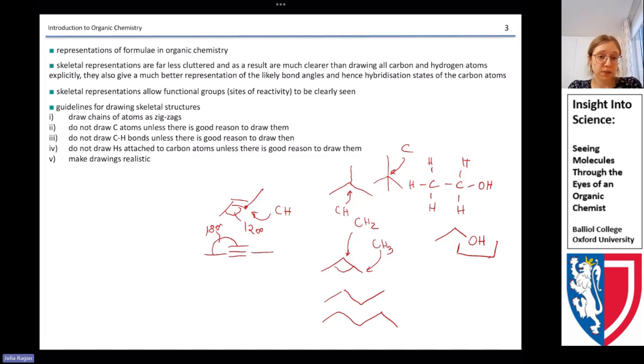Now, other guidelines for drawing your skeletal structures is to not draw any carbons, any hydrogens, or any CH bonds unless there is a good reason to draw them. So what's a good reason to draw your hydrogens, for example?